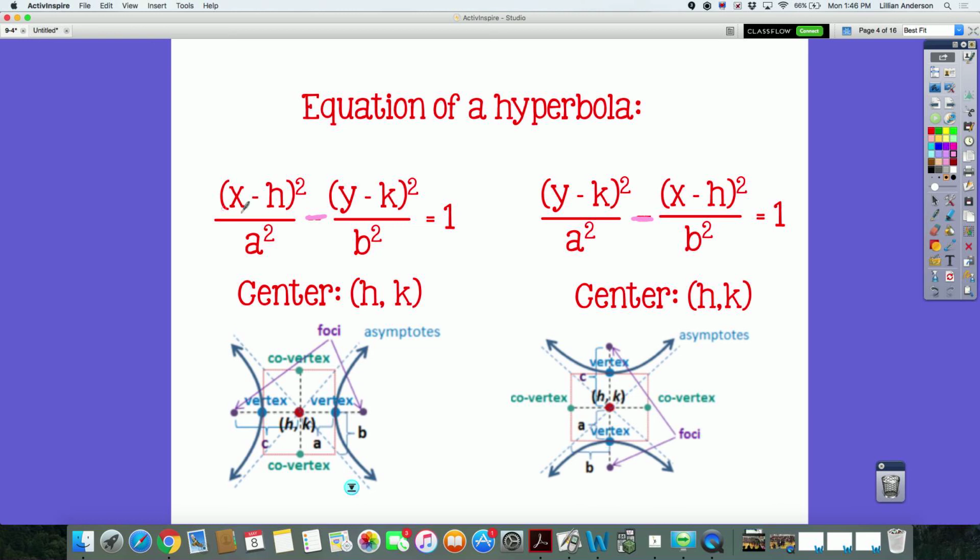If the x's are first, then you know that it's going to be horizontal. Okay? So this way is horizontal. Your branches are going to open to the left and to the right. If your y's are first, then you know that this is going to be vertical. It is going to open up and down. And like before, our center is still (h, k).